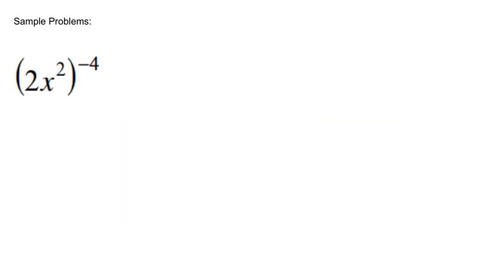So let's do it this time. We have our base here, 2 times x squared, and then we raise that whole thing to the negative fourth power. Not a big deal. I'm going to write this in red. Let's write it, but without using our expanded form.